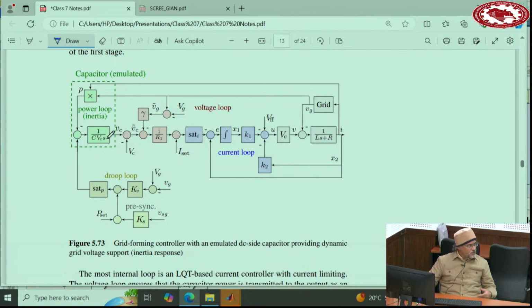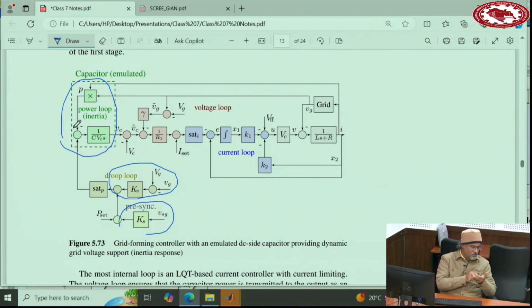But a capacitor provides inertia, as we discussed in detail yesterday. So for inertia, we use a capacitor, but for the droop, we have to use the droop anyway, right? So that's the droop, and this is the synchronization term, and this is inertia. So basically, you have two ways of implementing inertia: either differentiate the grid voltage or use a capacitor.